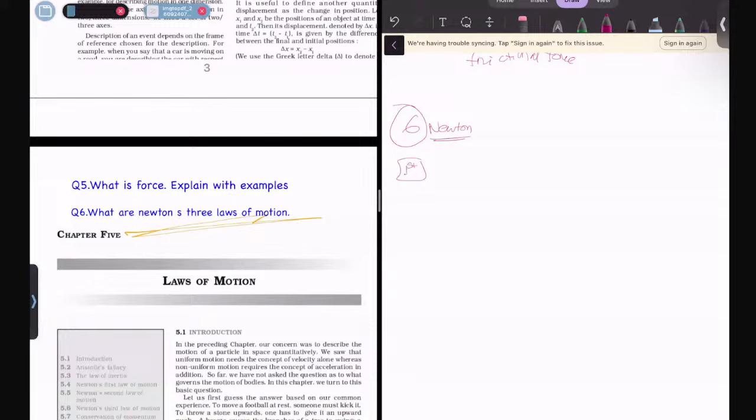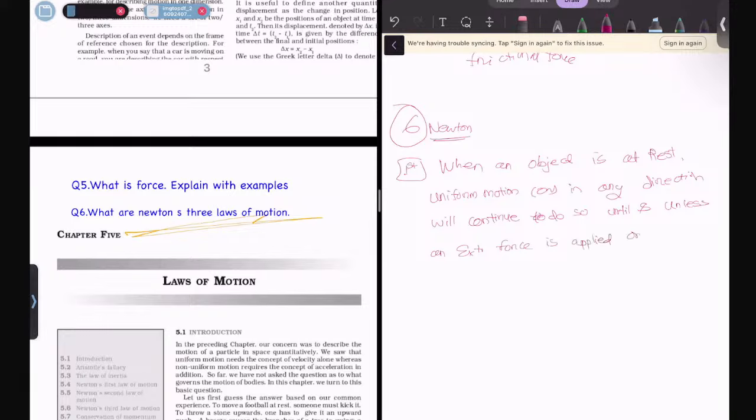So what is Newton's first law of motion? Newton's first law of motion says when an object is at rest or in uniform motion, or in any direction, will continue to do so until and unless an external force is applied on it. Get it? So I'll explain it in Hindi.